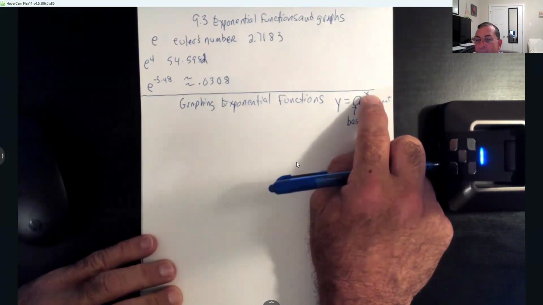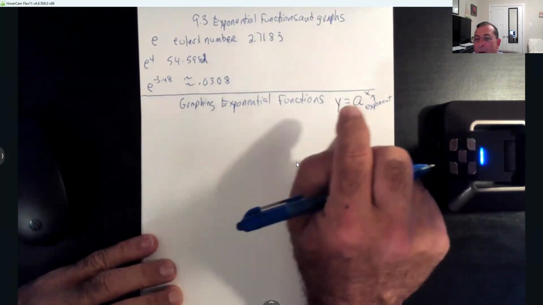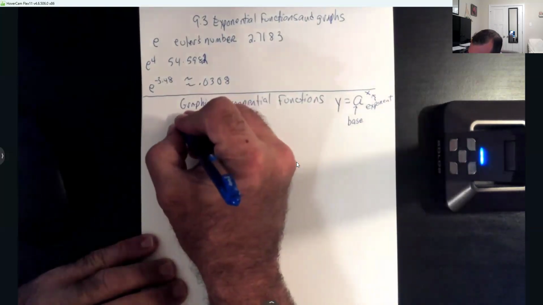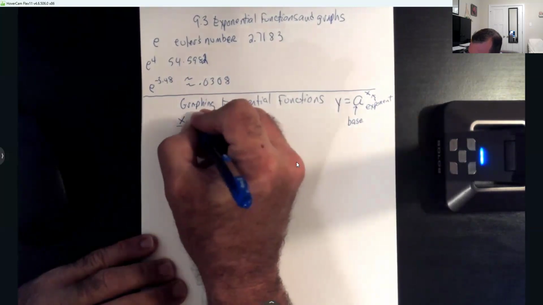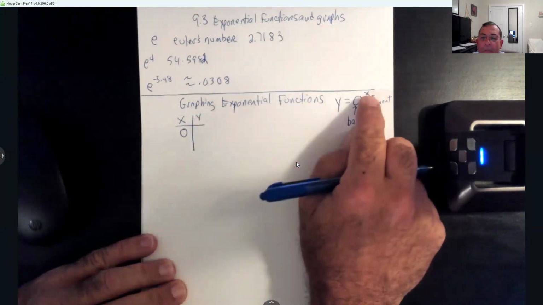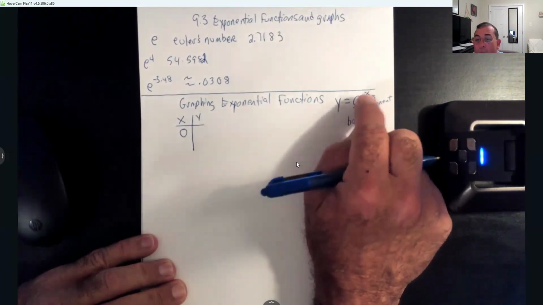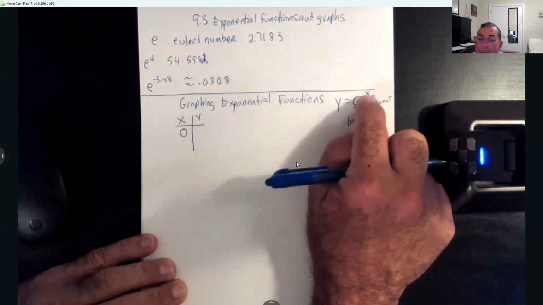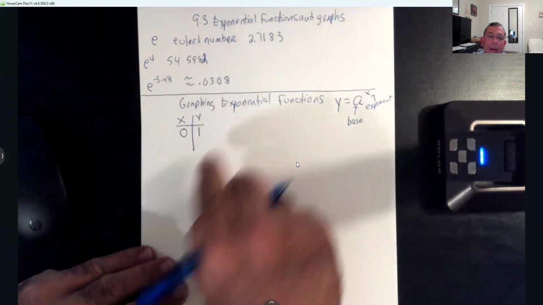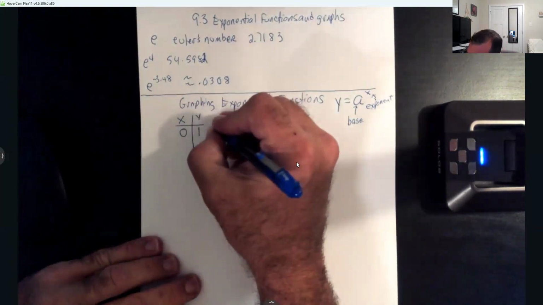If this is a zero, anything to the zero power equals 1. So that means when you're looking at these graphs, if you make x 0, if this is 2 to the 0, 3 to the 0, 4 to the 0, it don't matter. If that exponent's a 0, then that value is 1, which means all these graphs go through the point 0, 1.